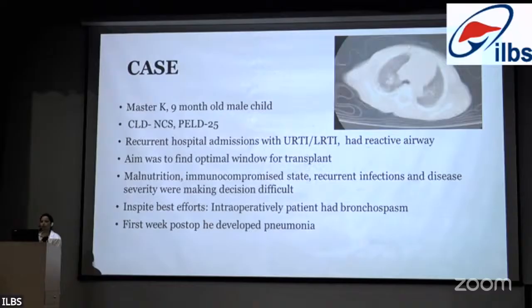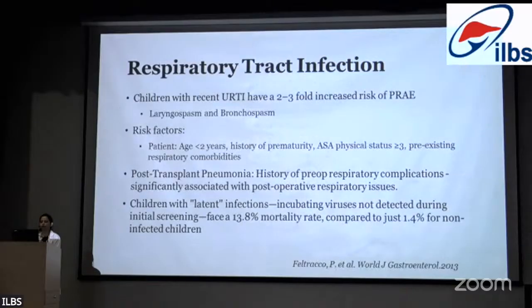A 9-month-old male child with advanced CLD had recurrent hospital admissions with URTI, LRTI, and had reactive airway. Our aim was to find the optimal window for transplant, but malnutrition, immunocompromised state, recurrent infection, and disease severity were making our decision difficult. Despite best efforts, intraoperatively, the patient had bronchospasm, and in the first week post-op, he developed pneumonia. So respiratory tract infection is one of the major problems which we encounter in cirrhotic children.